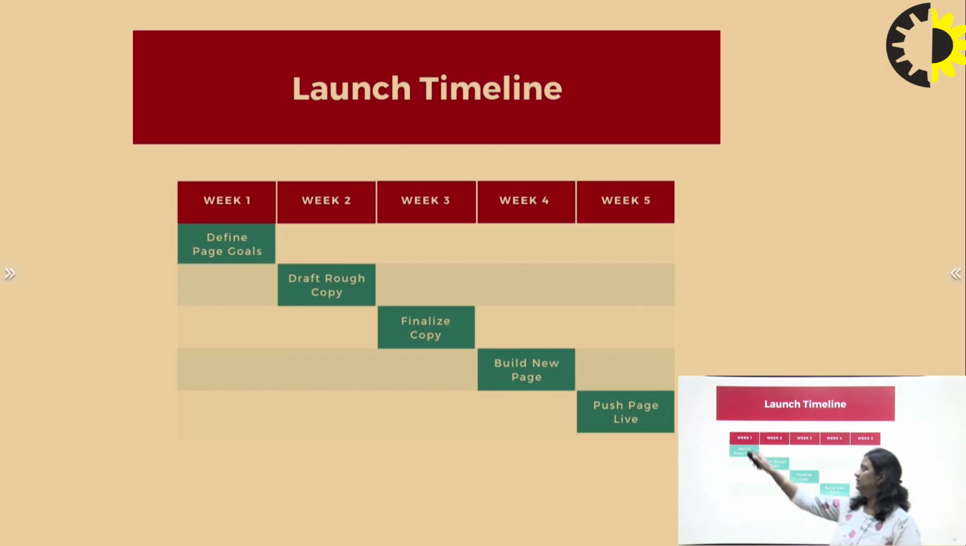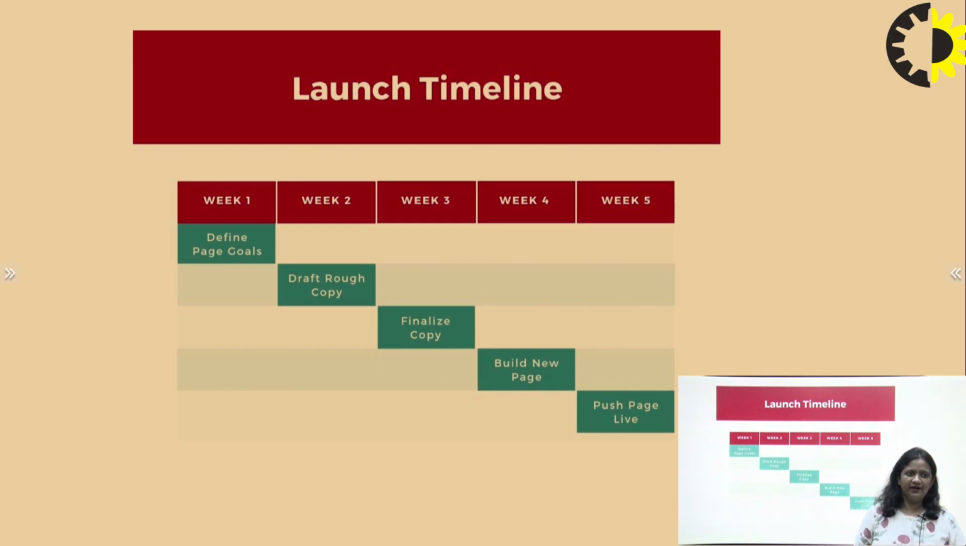For example, in week 1, we define page goals. If our sponsor wants to understand when our project is going to be complete, we try to explain it to them through our Gantt chart. In week 1, we are just defining the page goal. In week 2, draft rough copy. In week 1, we specify the requirements of a project. Then in the second phase, we collect the information we have about that product.